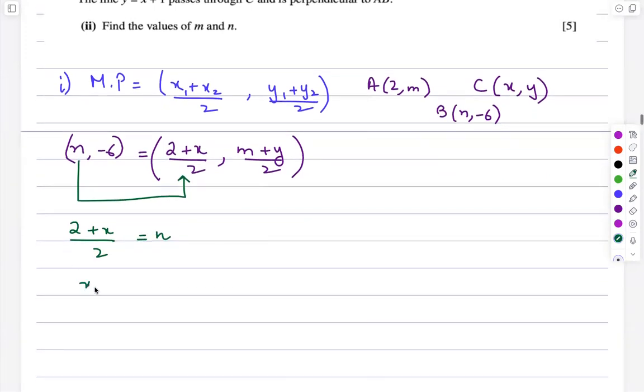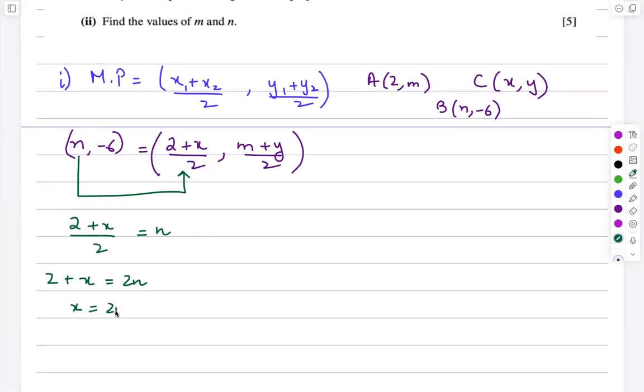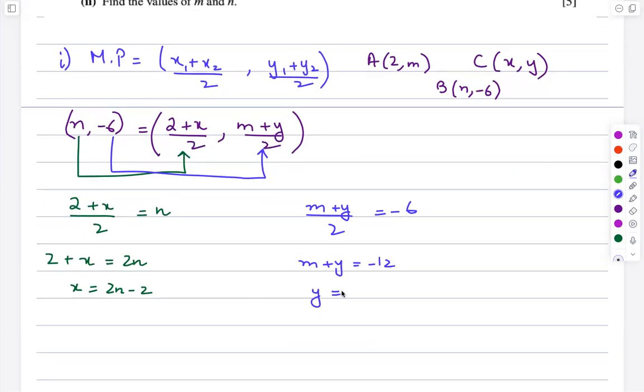Cross multiplying, we'll get 2n is equal to x plus 2. So x will be equal to 2n minus 2. For the y coordinate, the midpoint of the y coordinate is -6. So we can write it as (m plus y) upon 2 is equal to -6. Cross multiplying, we'll get m plus y is equal to -12. So the y coordinate of C will be -12 minus m.